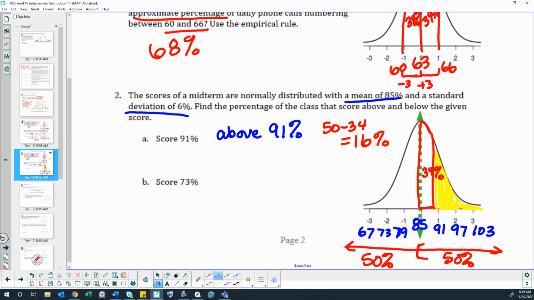Okay, what about below 91? Well, hopefully it makes sense that the entire graph represents 100% of the data. And so if above 91 is 16%, what's left over for below 91? 84. Okay, so we take 100% for the entire graph. We subtract out the 16% that's above, and we have 84% that's below 91%.